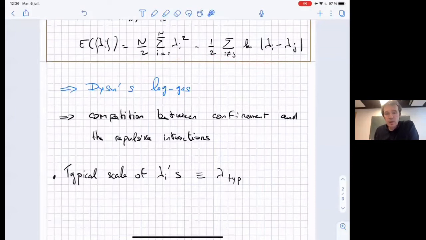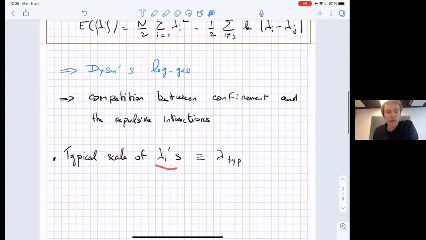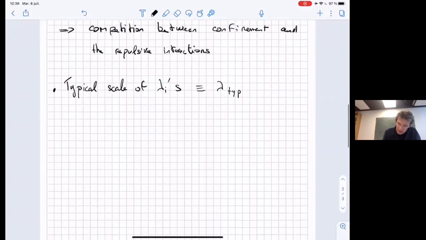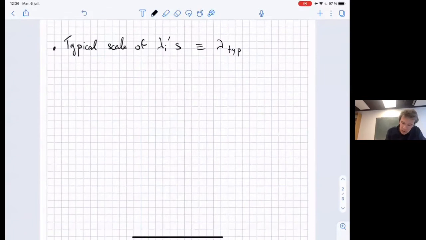So let's try to estimate the typical scale of the lambda i's. What I have in mind is to say how they scale with n. To do that, we will first estimate the potential energy. I call lambda typical this typical scale, and I want to estimate first the potential energy. So let's do that.